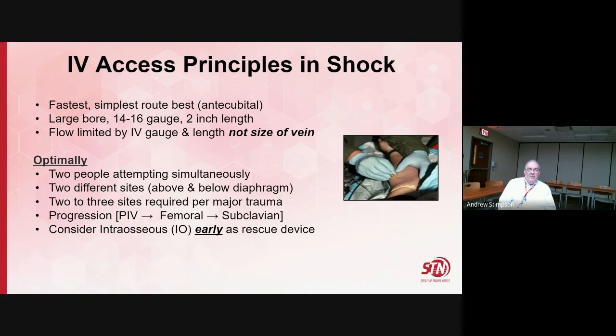You try to get above and below the diaphragm if we have to, and if someone's really hemorrhaging. And we want to get multiple sites if we have a major trauma, because the last thing you want to do is lose a peripheral IV and have no other access. So we try with peripheral IVs. If we have to do a central line, we tend to go to femoral over subclavian just because it's a little bit more out of the way. We don't usually do intraosseous in the ED. Those are usually done in the field if need be.